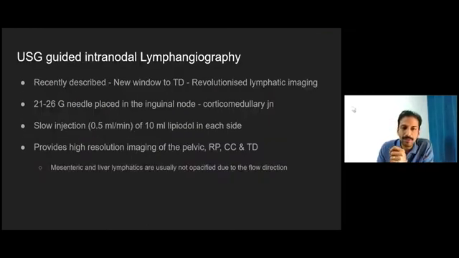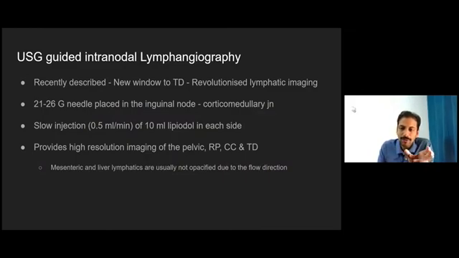This is one imaging modality which is recently described, and it is called ultrasound guided intranodal lymphangiography. The contrast material used can be either lipidol, water soluble contrast, or even gadolinium contrast, depending on the modality used. The guidance modality used for injection of contrast into the node is ultrasound in this particular case. This is considered a revolutionary imaging modality for lymphatics because it opens up a new window for the thoracic duct and the central lymphatic evaluation. What we do here is place a thin needle, around 21 to 26 gauge, into the lymph node, and inject contrast slowly into the lymph node. The injection rate would be around 0.5 milliliter per minute, because beyond that the lymphatics or the nodal capsule will rupture, and the procedure will be unsuccessful.